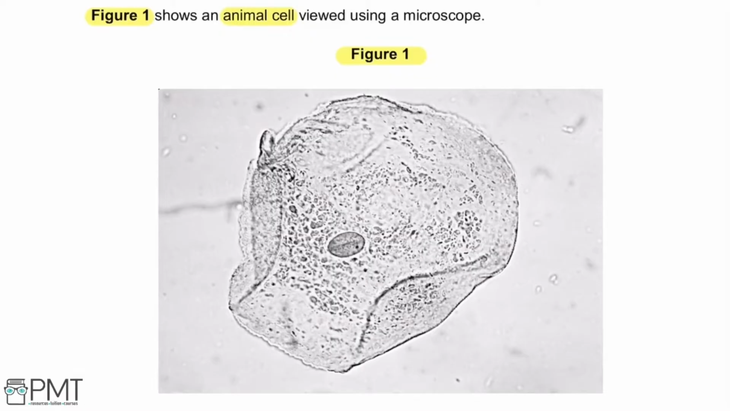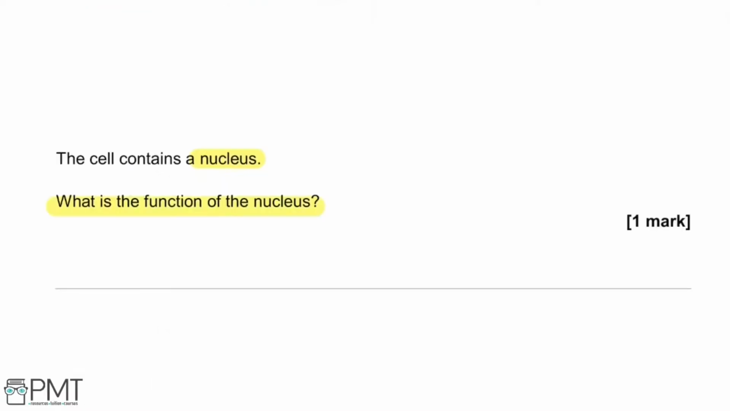So looking back at figure 1, the nucleus is this part down here. It contains the DNA of the cell and all the instructions it needs to be able to carry out reproduction and growth in the future. And so the way you can say this is that it controls the activities of the cell and it holds its genetic material. So either one of those statements, controlling it or holding the genetic material, will get you that mark.